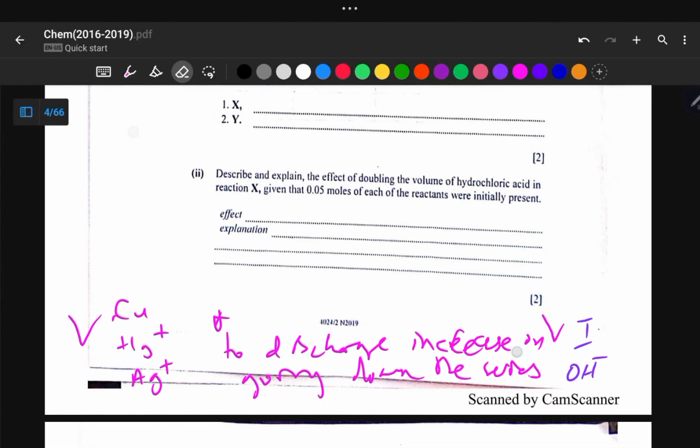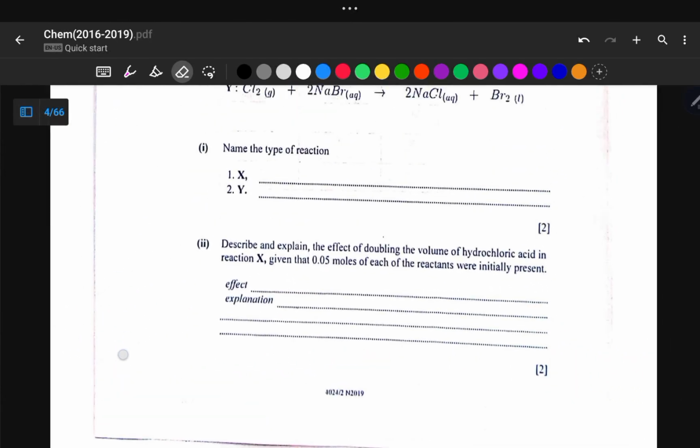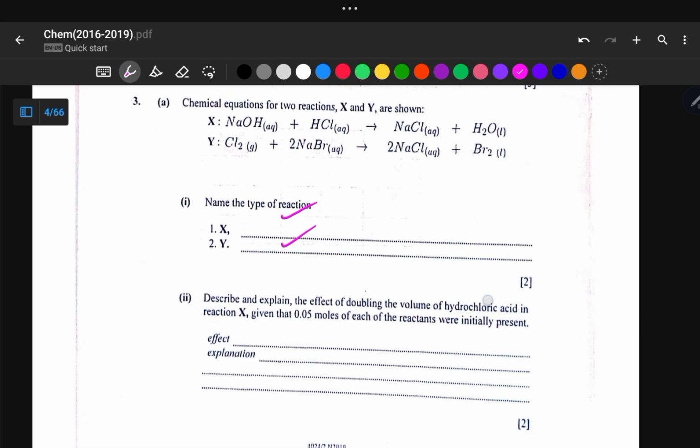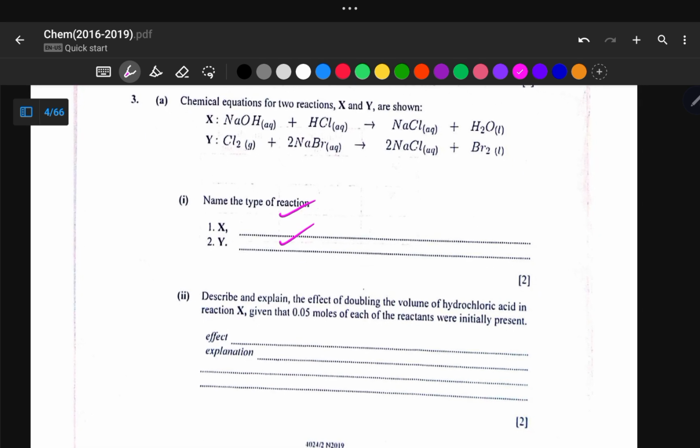So we are now on number 2. So this is neutralization, and then this is displacement reaction, right? And then describe and explain the effect of doubling the volume of hydrochloric acid to the reaction X, given that we are given that 0.05 moles of each of the reactants were present, right?